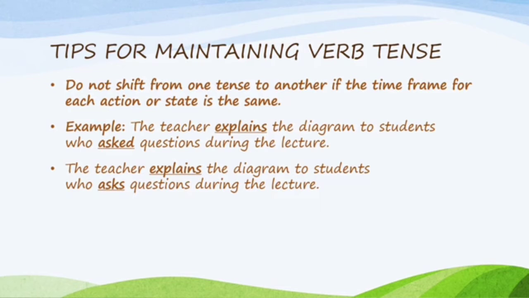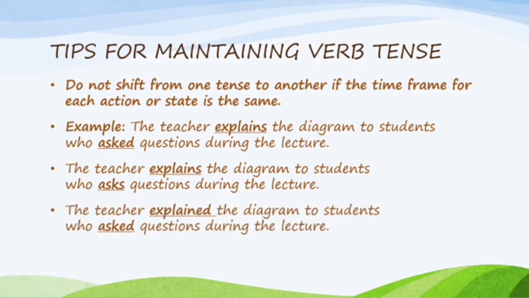So in this case, we have consistent verb tense. We are using present tense all through. Now, we have settled the problem, as you can see, the one on top. And we can also write it in this manner. We'll say the teacher explained the diagram to students who asked questions during the lecture. So we have explained in the past and asked in the past, thereby making the sentence a consistent verb tense. Clear?